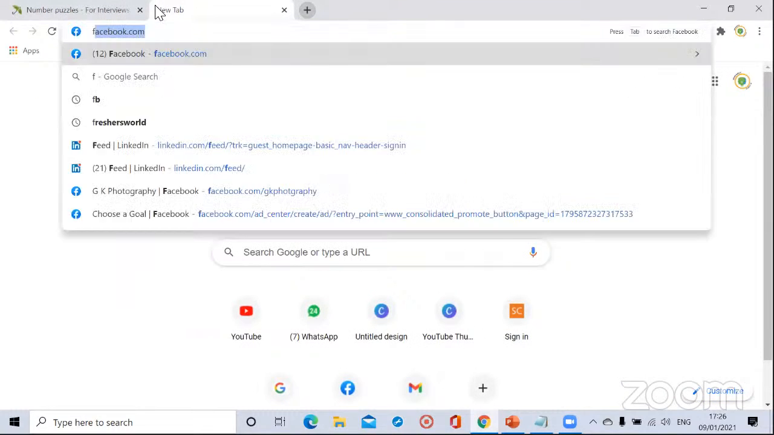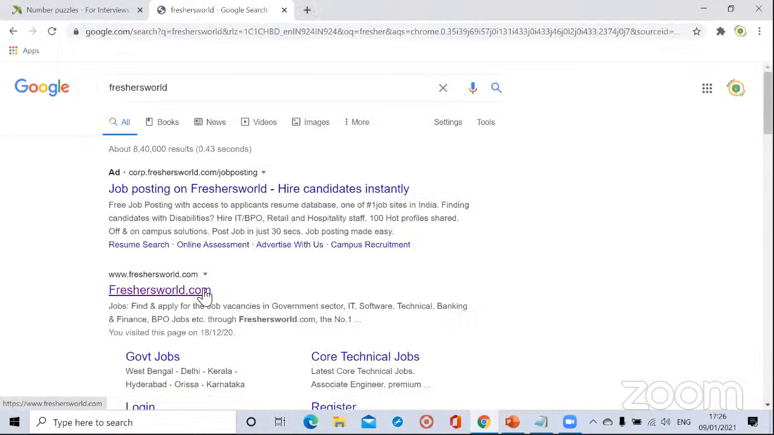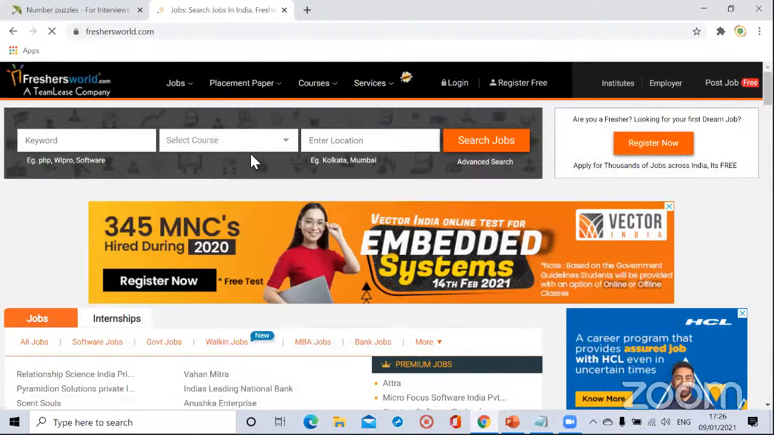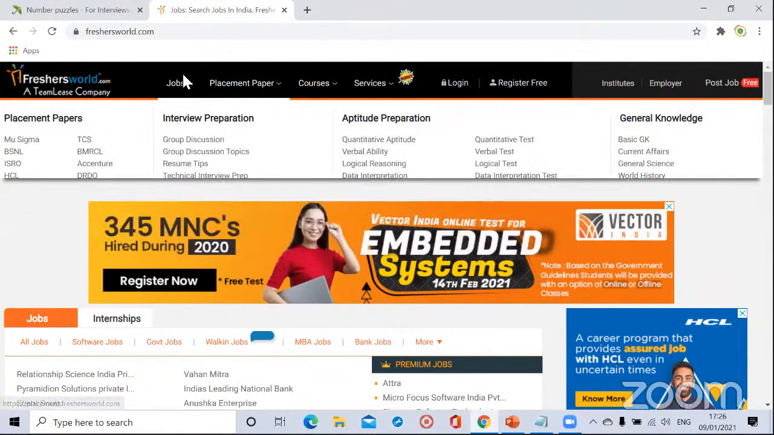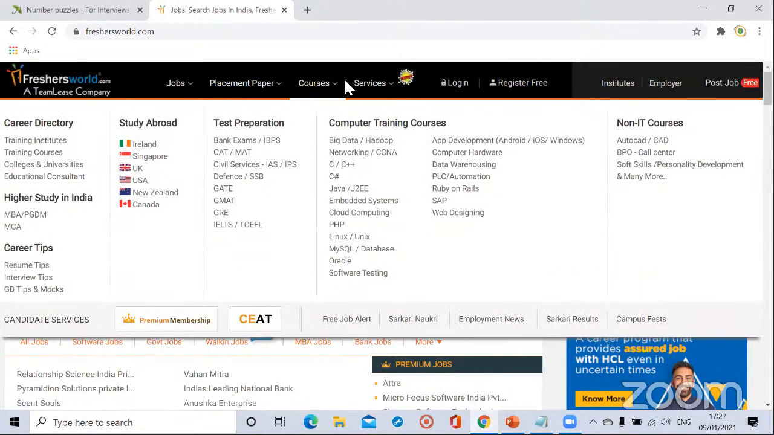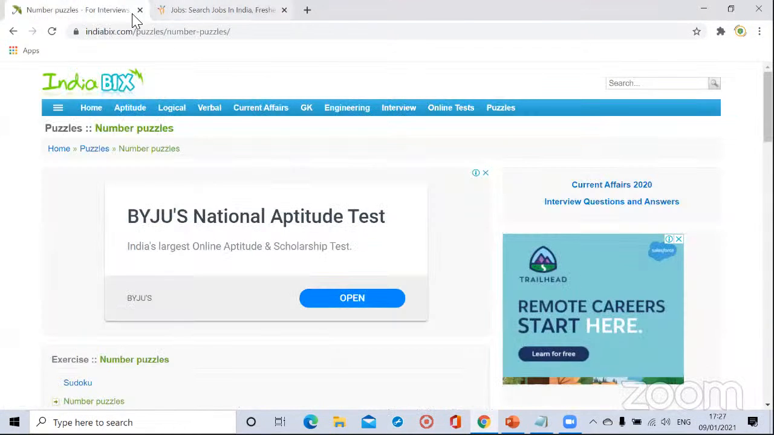Second is Freshers World. Freshers World is also one of the best websites where you can start preparing for your exams, right? Here you will get the placement papers, new job opportunities, and the various courses which will help you prepare for your coming exams. So everything you will get, you will also get the sample resume part here. So these two websites I personally suggest.